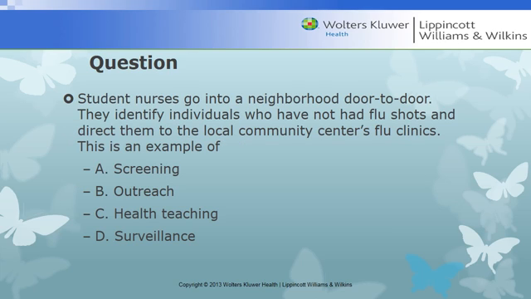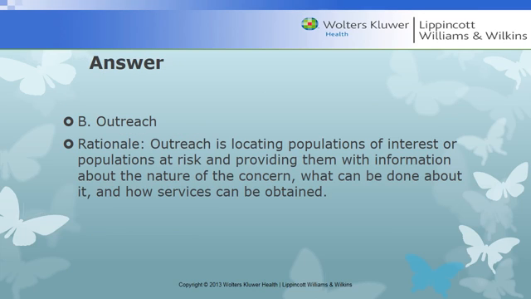Question number 1. Student nurses go into a neighborhood door to door. They identify individuals who have not had flu shots and direct them to the local community center's flu clinics. This is an example of A. Screening, B. Outreach, C. Health teaching, or D. Surveillance. The answer is B. Outreach.